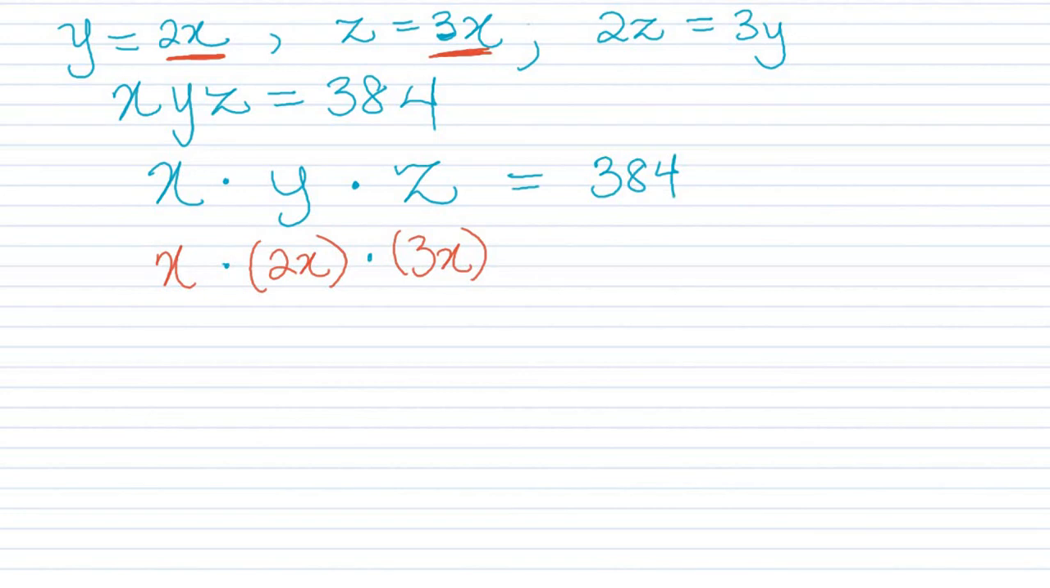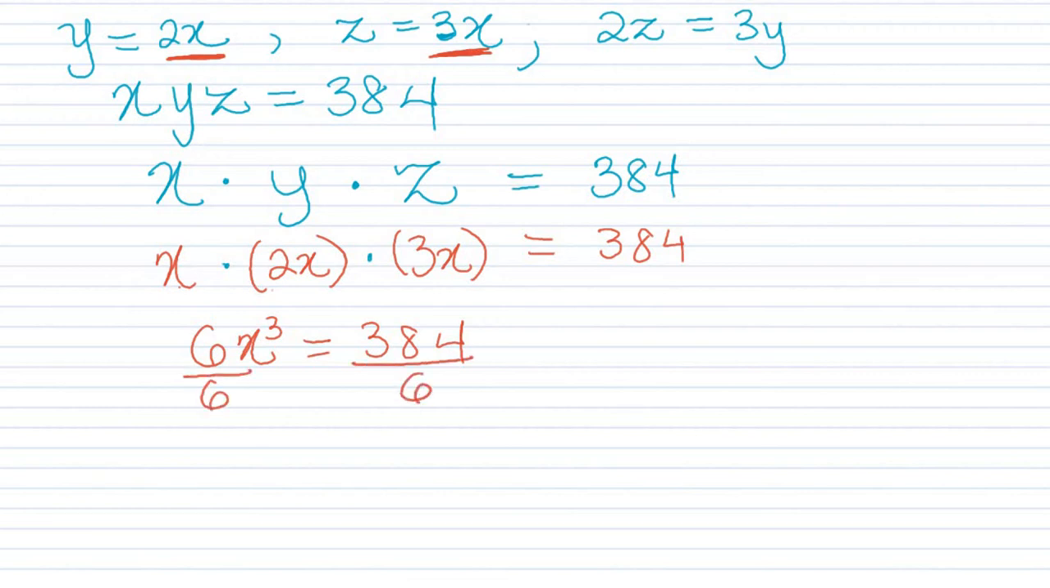So we're saying this whole thing here, x times 2x times 3x, is the same thing as 384. So what you end up with is 2 times 3 is 6, x times x times x is x cubed. So we have that, and then you have 384. So we can do simple division. You have 6 here, you have 6 here. The 6s cancel, 1, 1. So we isolated x cubed.